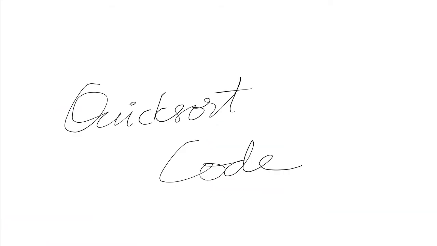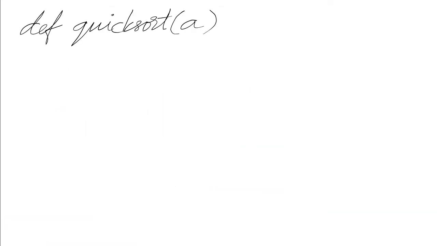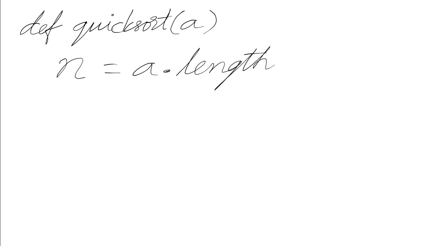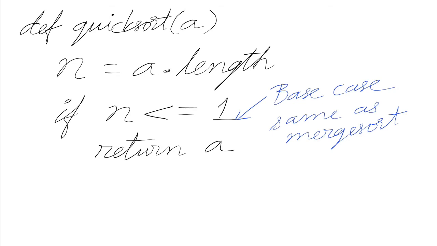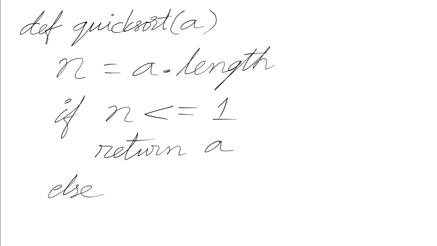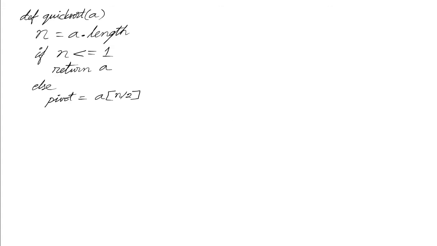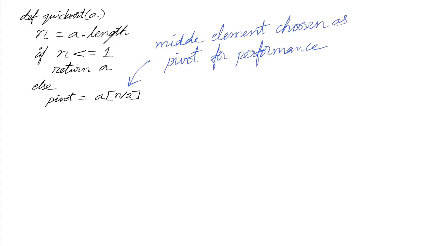Let's look at the quicksort code. The method takes one parameter, the list that needs to be sorted. We first find the length of the list, and we check if the length of the list is less than or equal to 1. If so, it returns that list. This base case is the same as the merge sort. Otherwise, we pick the pivot by finding the middle element. Middle element is chosen as pivot for performance reasons.